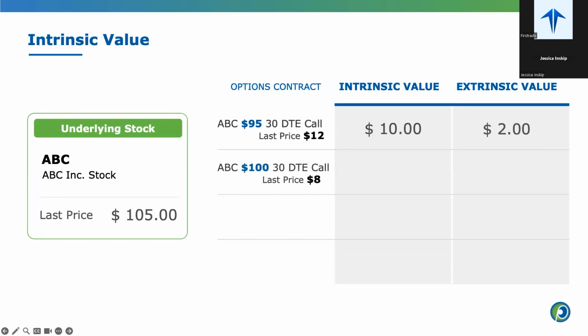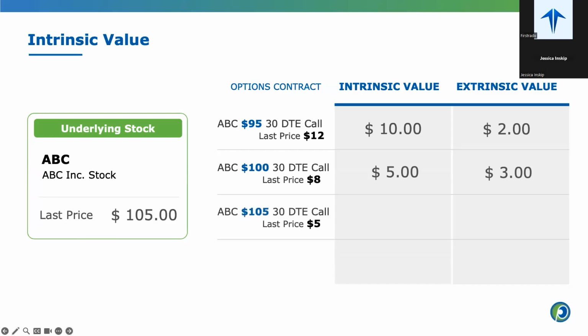Let's look at $100 per share. This last price, or the premium, is at $8. So therefore, the intrinsic value is $5. Right to buy at 100, sell at 105. Difference of those two is 5. And then the excess, $3, is the extrinsic value.